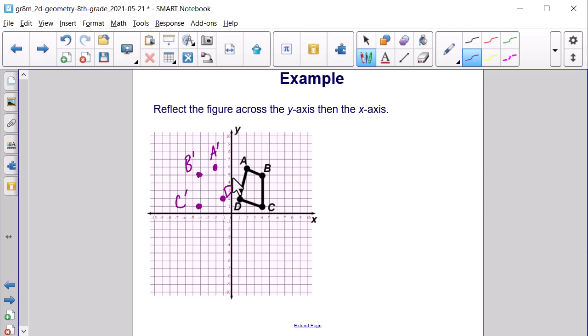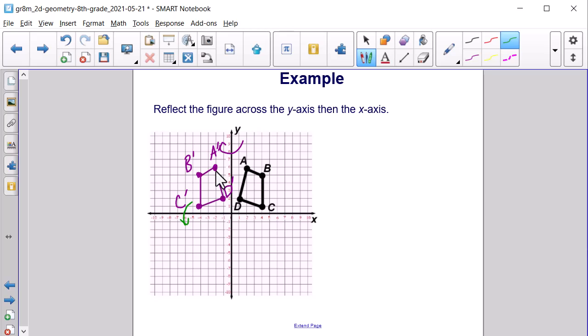So this is where D prime will be. And then if we connect these, we will get the first diagram that we have for the reflection across the y-axis. Now we have to reflect it again, but have it reflect across the x-axis. So first we reflected it across the y-axis. Now we are going to reflect this one across the x-axis.